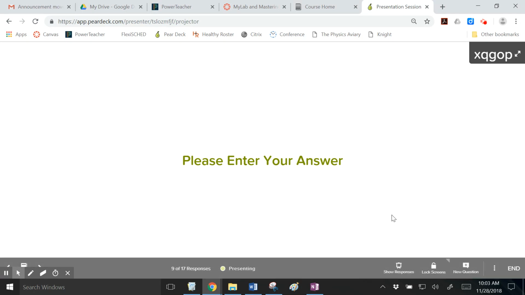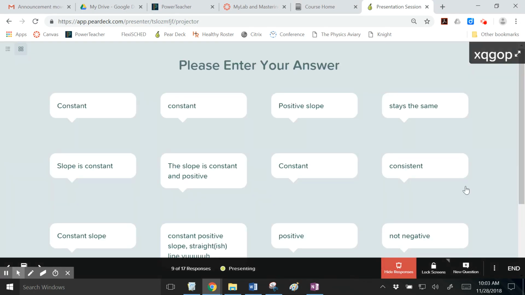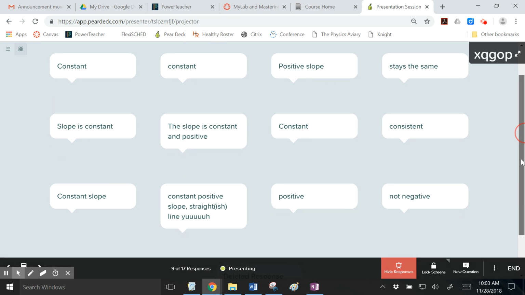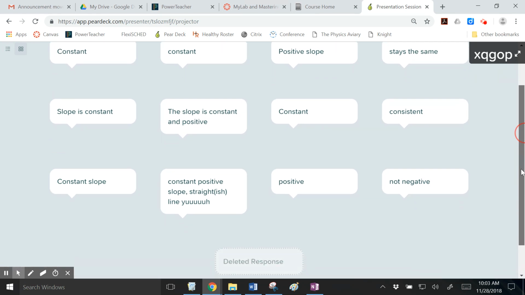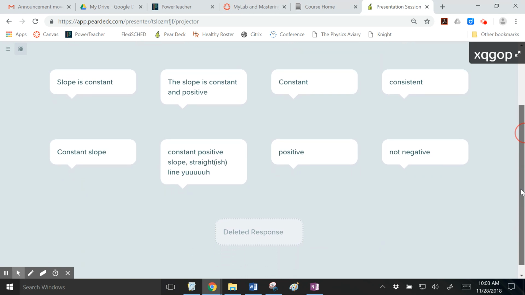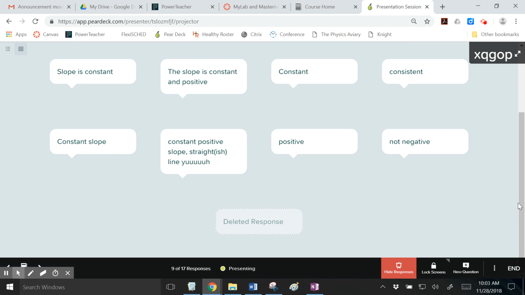Let's see what our friend said on the Pear Deck. Constant, positive slope, stays the same. Slope is constant. Constant and positive. Constant, consistent. Constant slope, straightish line, yeah. Positive, not negative. Okay.